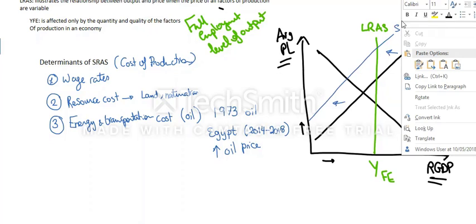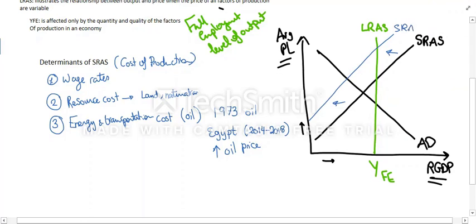Let's look at the impact on the economy when this happens. This is the new equilibrium, and this is the old equilibrium. So this is equilibrium 1 and equilibrium 2. This is P1 and this is P2, and prices rise. When oil prices rise, output falls from Y1 to Y2.